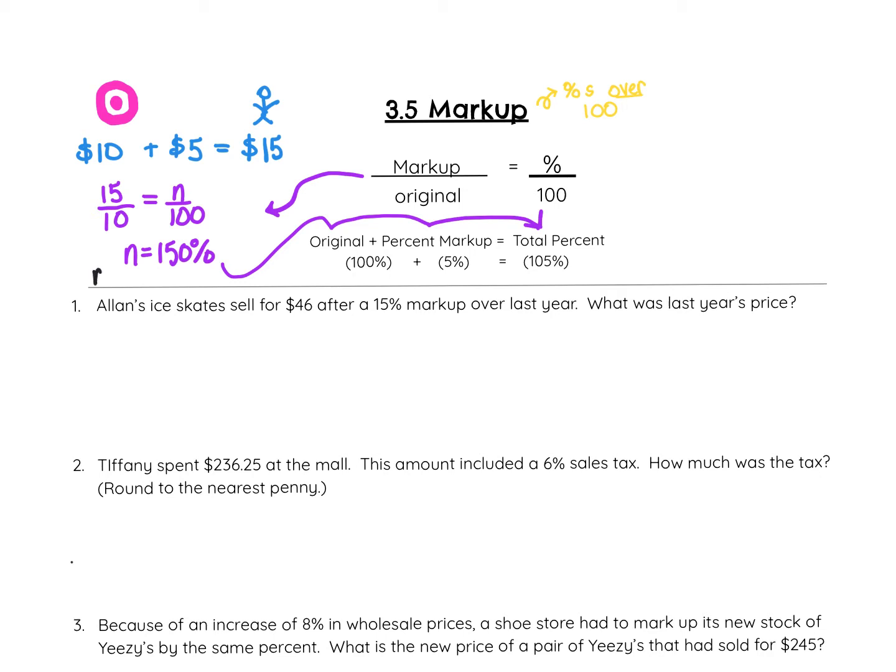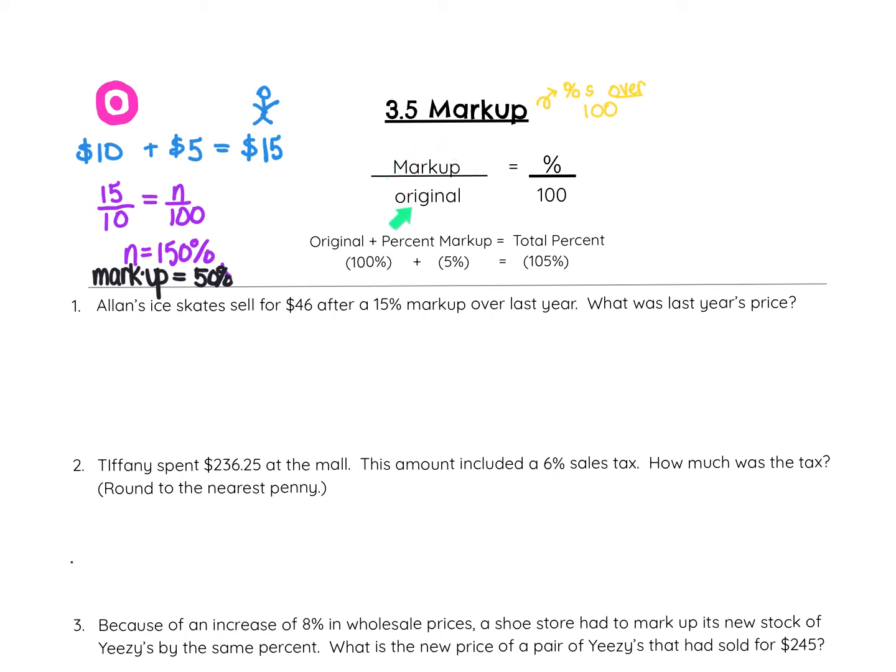My markup was 50%. They marked it up 50%. They're going to charge you the original that they paid for it plus that extra 50% that they marked it up so that they can create a profit.